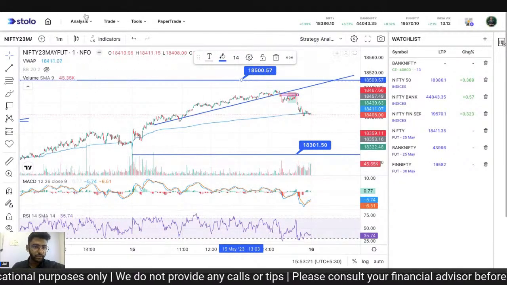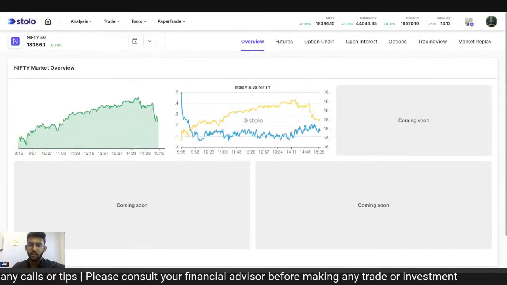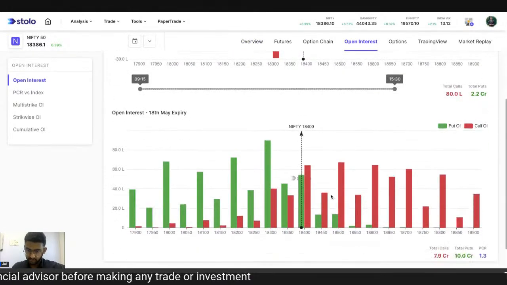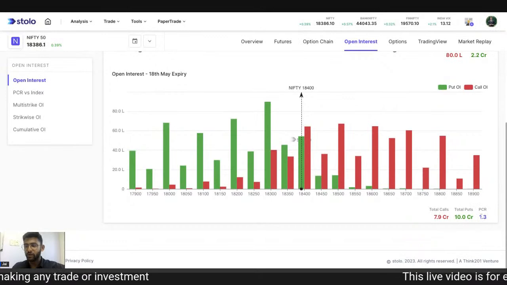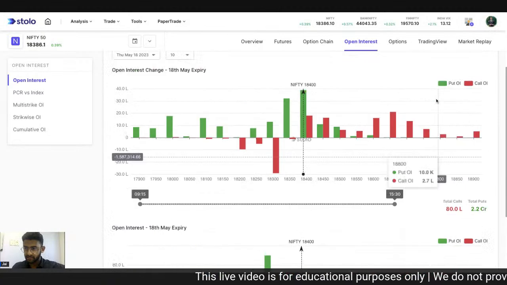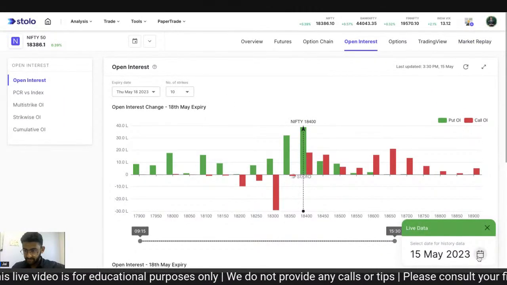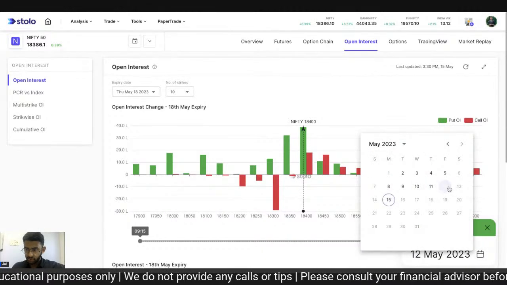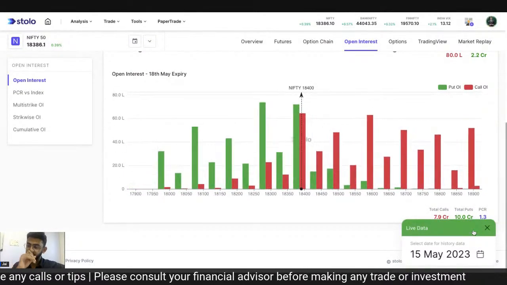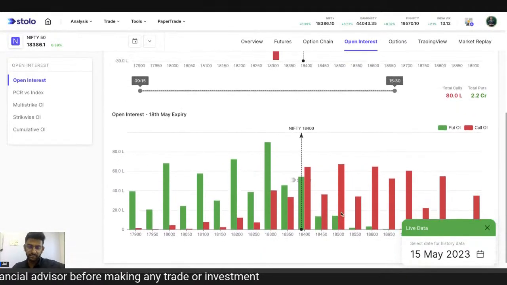Coming to the OI data, I've already saved it here, so for me it is more of quick access. I just go into OI here and quickly understand. The PCR here is at least 1.3, which still tells it's bullish. Let me quickly compare the PCR to the previous day's data. The 12th was 1.1, and it has moved to 1.3 today, which is again in a bullish direction.